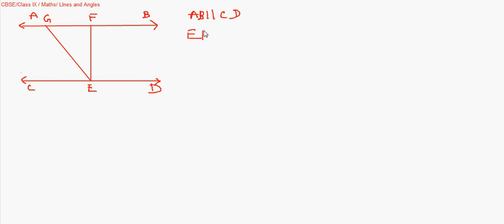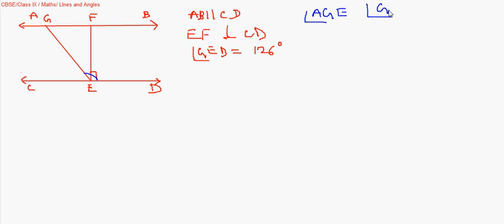EF is perpendicular to CD, so that means we need to mark it here. Angle GED is given to be 126 degrees. GED makes this angle. So we have to find angle AGE, angle GEF and angle FGE.